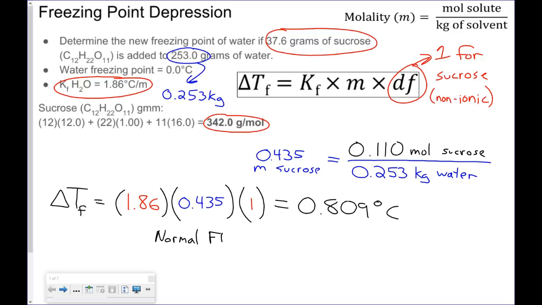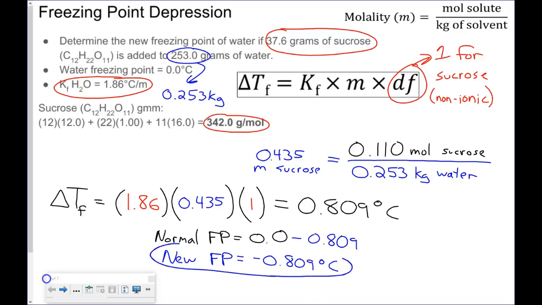Now remember, this is not the absolute temperature, this is the change in the temperature. If the normal freezing point is 0.0 degrees Celsius, now I need to subtract it from here since I'm doing freezing point depression. That's going to give me a final new freezing point of negative 0.809 degrees Celsius.